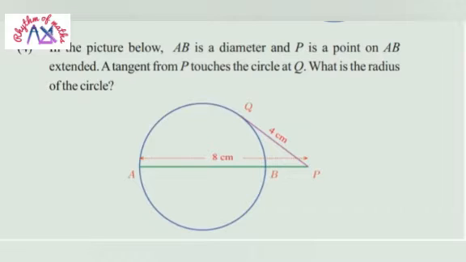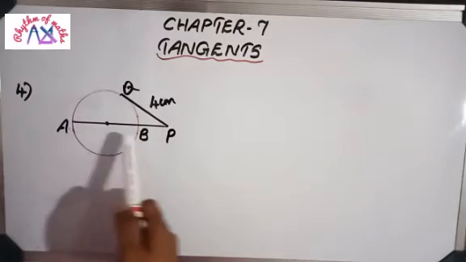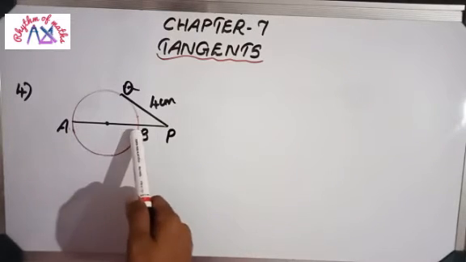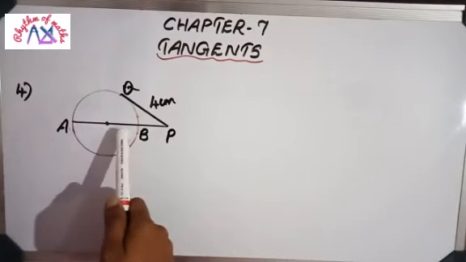Now question number 4. In the picture below, AB is a diameter and P is a point on AB extended. A tangent from P touches the circle at Q. What is the radius of the circle? Figure is given. Here in question number 4, we have AB is the diameter of the circle. AB is the diameter and AP is the extended line of the diameter.